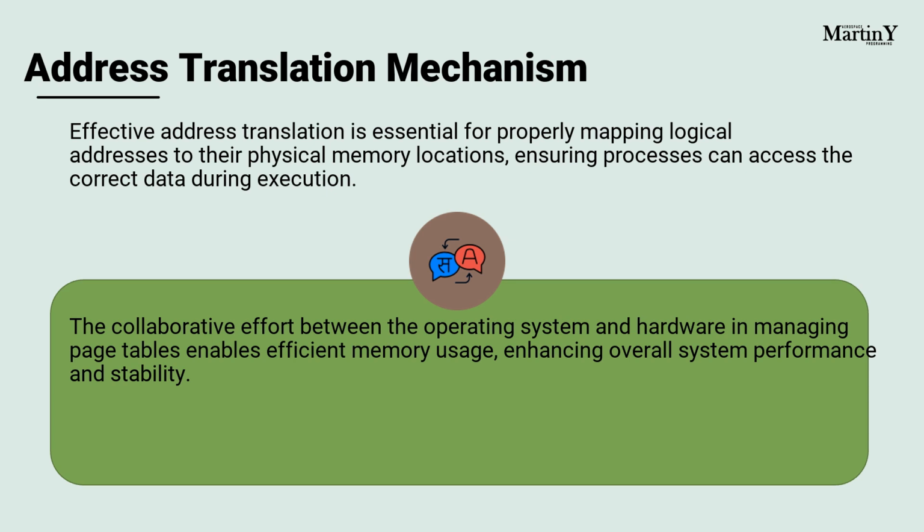Each time a process generates an address, it consists of two components, a page number and an offset. The page number identifies which page the CPU is working with, while the offset denotes the exact location within that page. The operating system and hardware collaborate closely to translate these logical addresses into physical addresses in memory, utilizing a page table that records the mapping of page numbers to their corresponding frames in physical memory.